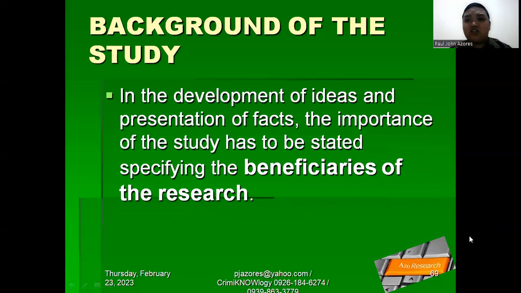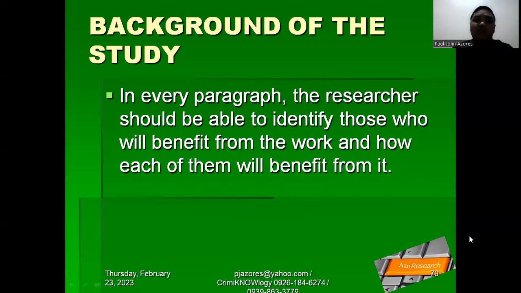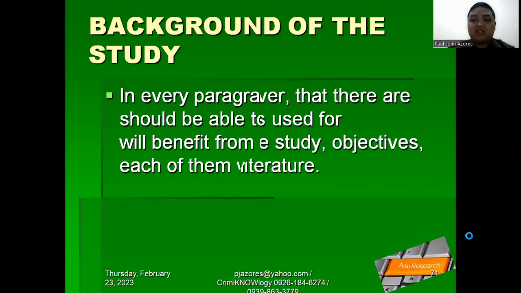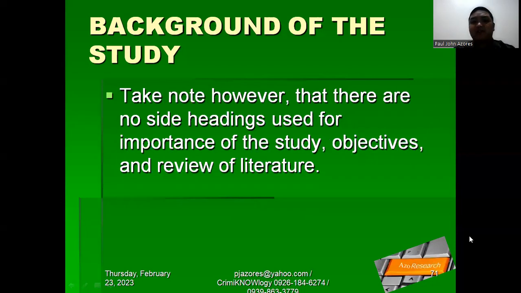We must include in the background the significance of the study. If it is significant, therefore there are people who will be benefiting. Usually, we must be answering what, who, and how. What will be their benefit? Who will be benefiting? And how they will be benefiting from the study. In every paragraph, the researcher should be able to identify who will benefit from the work, how each of them will benefit from it.